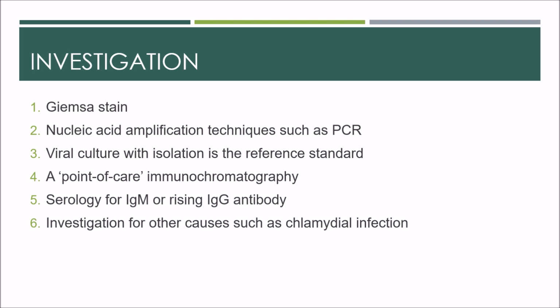Investigations are generally unnecessary, but should be considered if the diagnosis is in doubt or there is failure of resolution. Giemsa stain shows predominantly mononuclear cells in adenoviral conjunctivitis and multinucleated giant cells in herpetic infection. Nucleic acid amplification techniques such as PCR are sensitive and specific for viral DNA. Viral culture with isolation is the reference standard but is expensive and fairly slow, takes days to weeks, and requires specific transport media. Sensitivity is variable but specificity is around 100%.